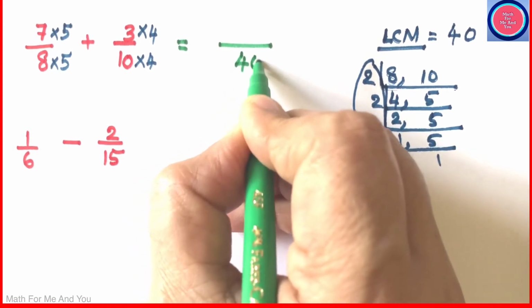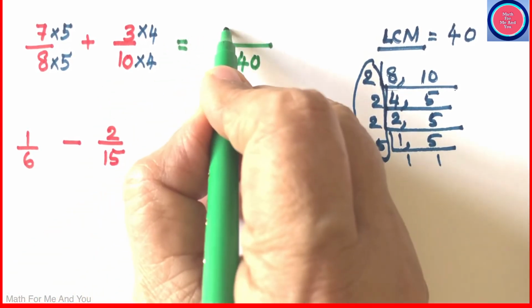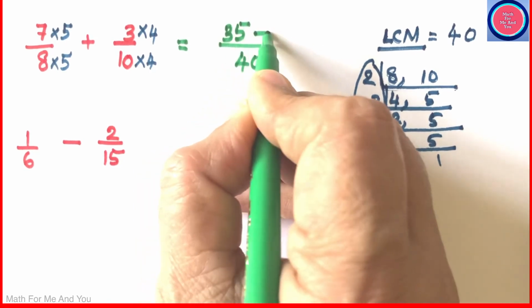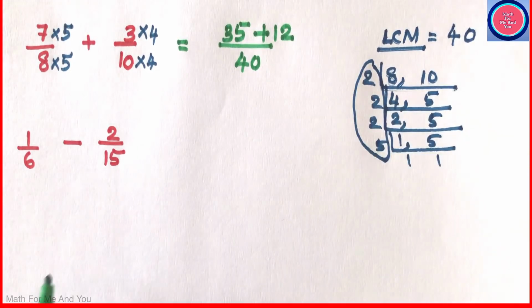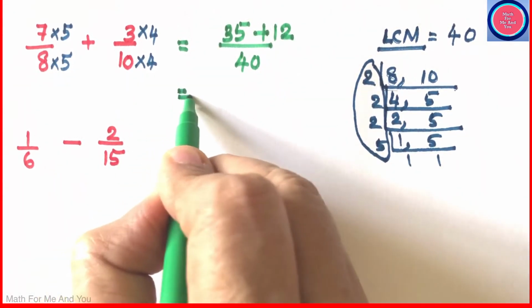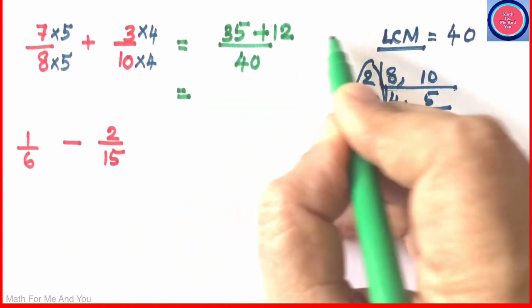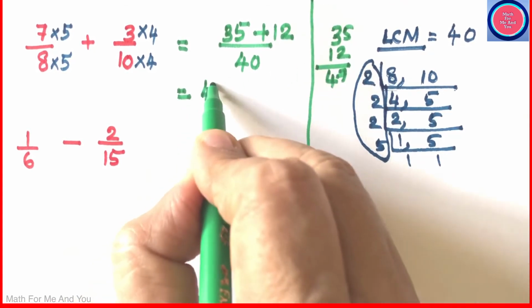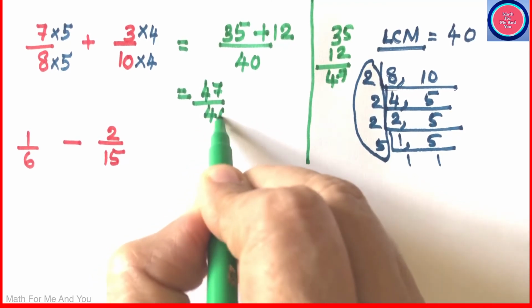What is the same denominator? It is 40. Numerators: 7 times 5, 35, plus 3 times 4, 12. What is 35 plus 12? It is 47. 47 over 40. If you want, you can write and check. See, 47 over 40.